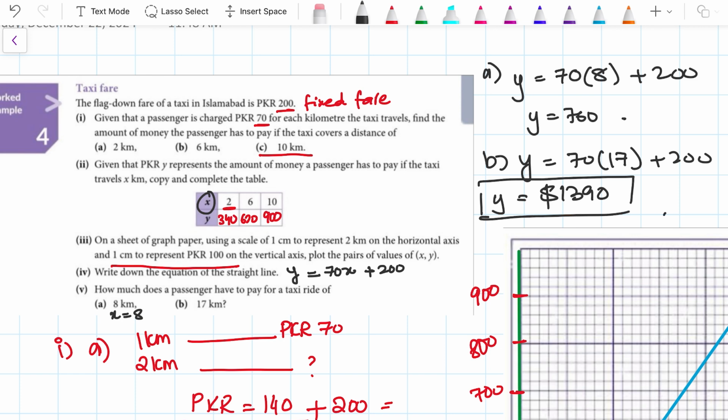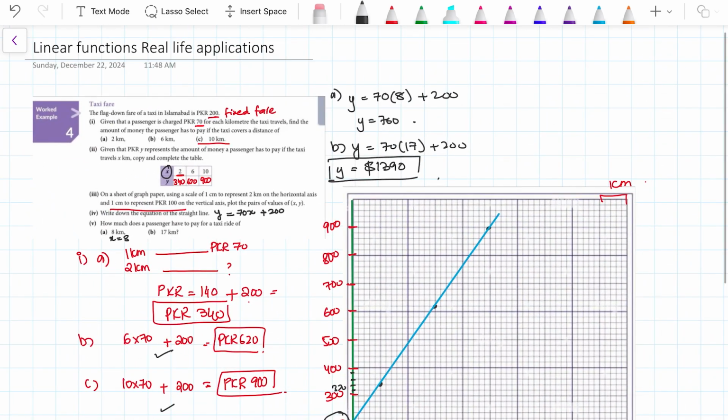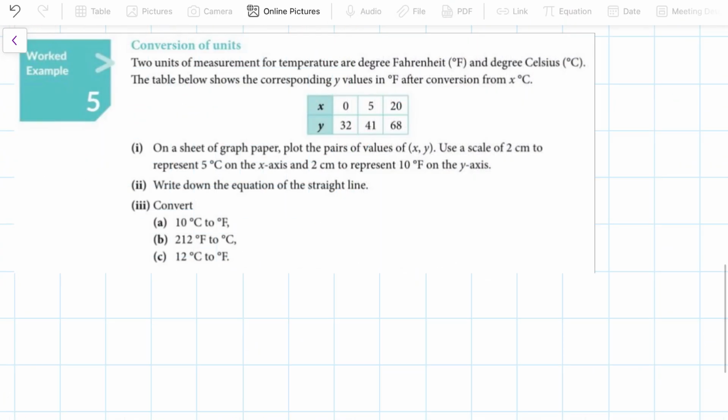That's about it. So this was a really nice question for you to understand how linear functions can be applied into real life situations. Let's do another scenario now.